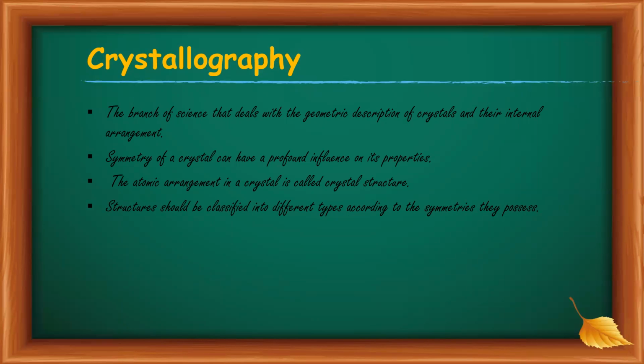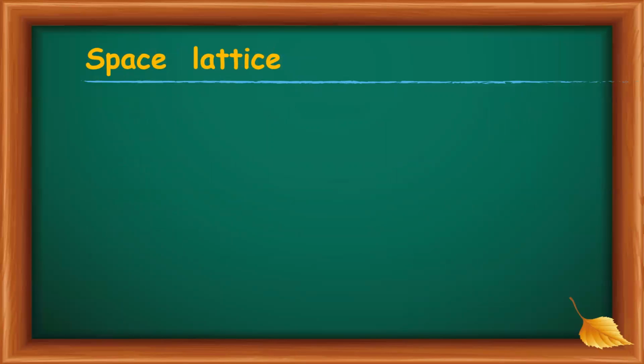The structures are classified into different types according to the symmetries they possess. In a perfect crystal, there is a regular arrangement of atoms. This periodicity in the arrangement generally varies in different directions. Now, space lattice.